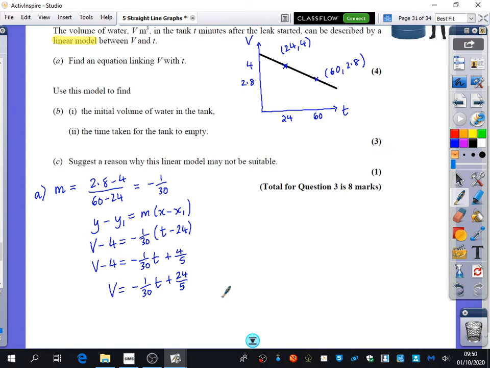Shows the line is going down, and in the context of this question, it shows that the volume of the water is decreasing because water is leaking. And I've also got a positive y-intercept, and we're going to see what that y-intercept might be in just a second, okay? So it's only 4 marks here, but there was an exam question that my year 13s just did that was just like this.